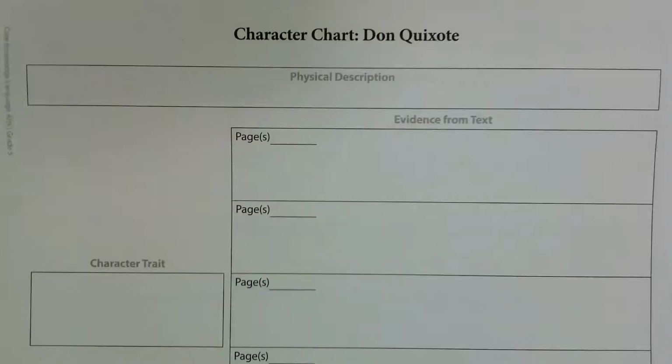This is activity page 1.3. It's the character chart for Don Quixote. The first box asks you to do a physical description of Don Quixote. So in this one, you're going to read the text and then provide a physical description.